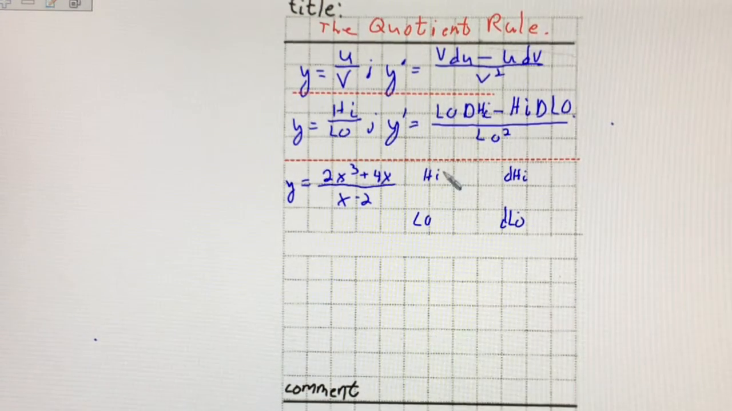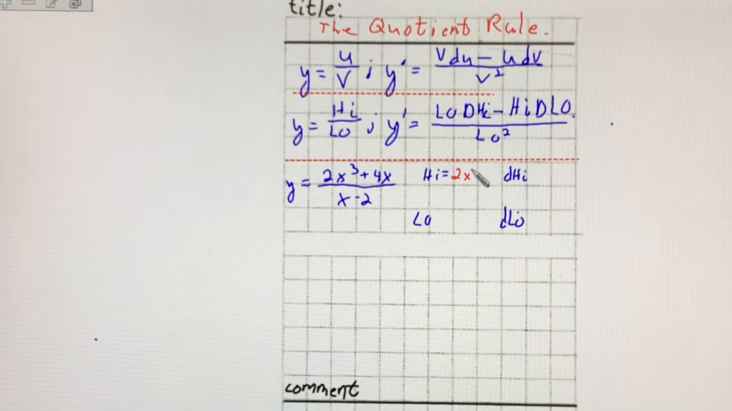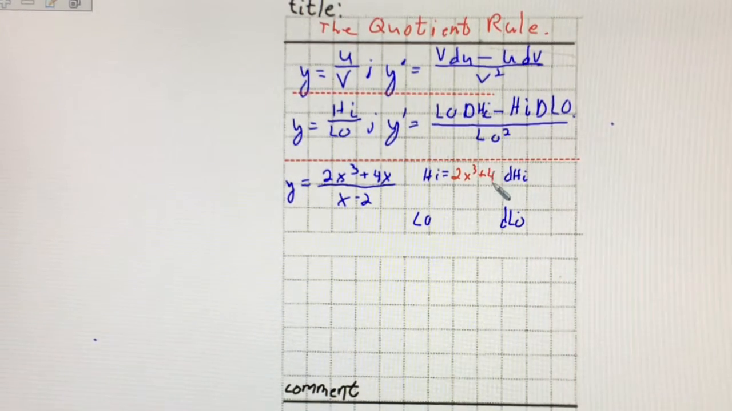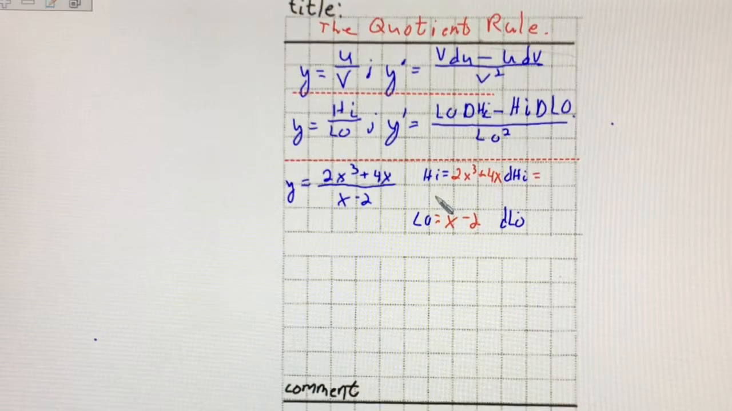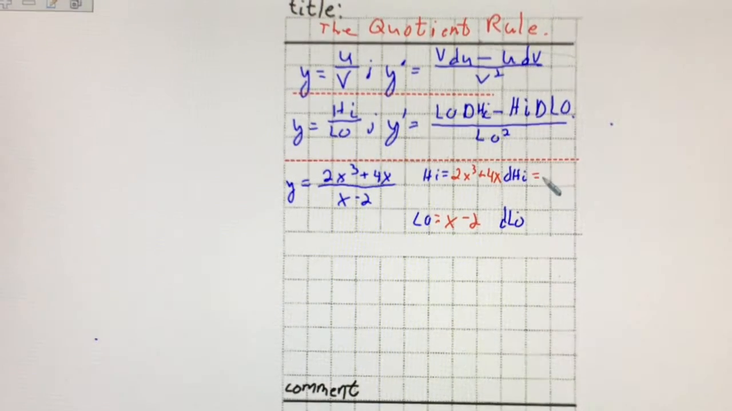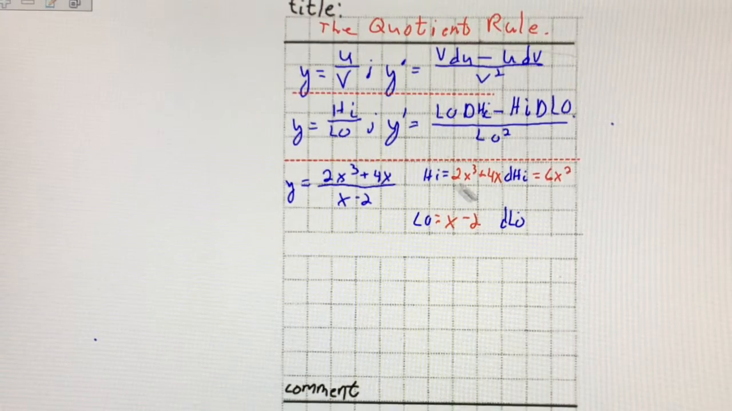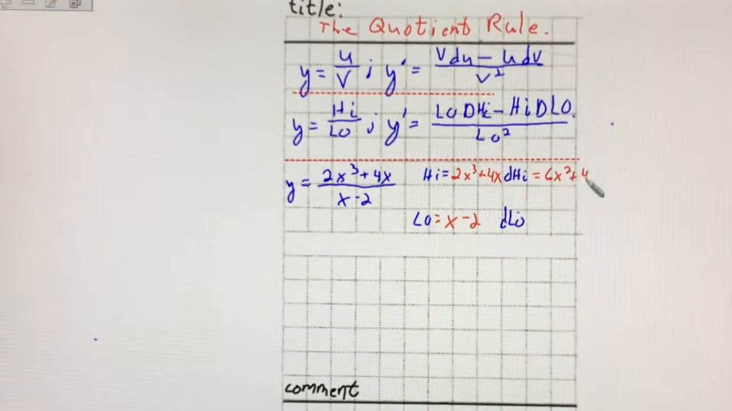So the high quantity equals 2x cubed plus 4x. The low quantity equals x minus 2. The derivative of 2x cubed plus 4x using the general power rule is 6x squared plus 4. The derivative of x minus 2 is just 1.